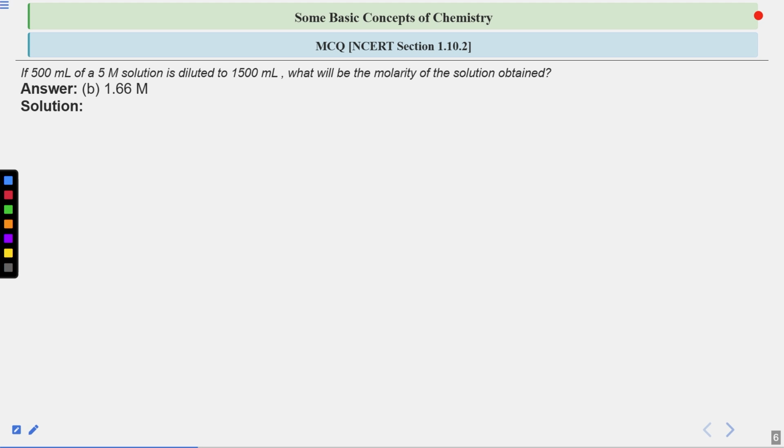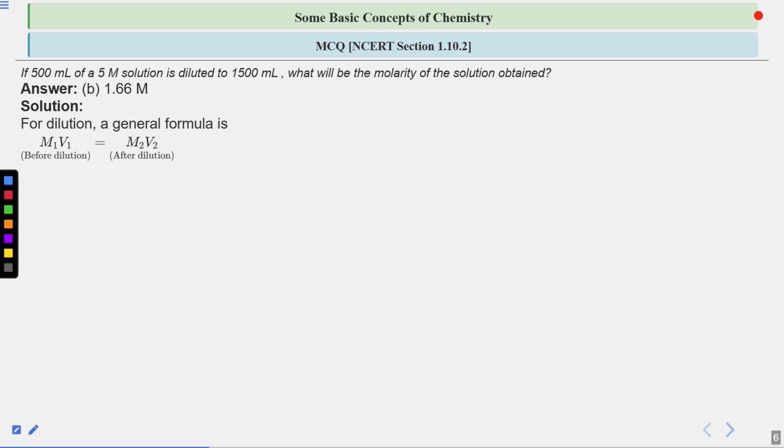How we will solve it? We know that for dilution, we have a general formula. We have already seen this calculational trick, which is M1V1 equals to M2V2, where M1V1 is before dilution and M2V2 is after dilution. So anyone has any doubt in this question? How I am using this formula?